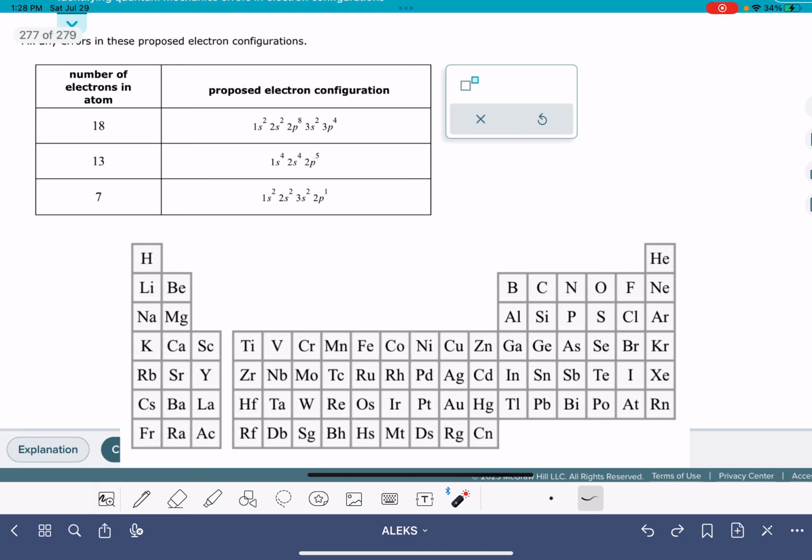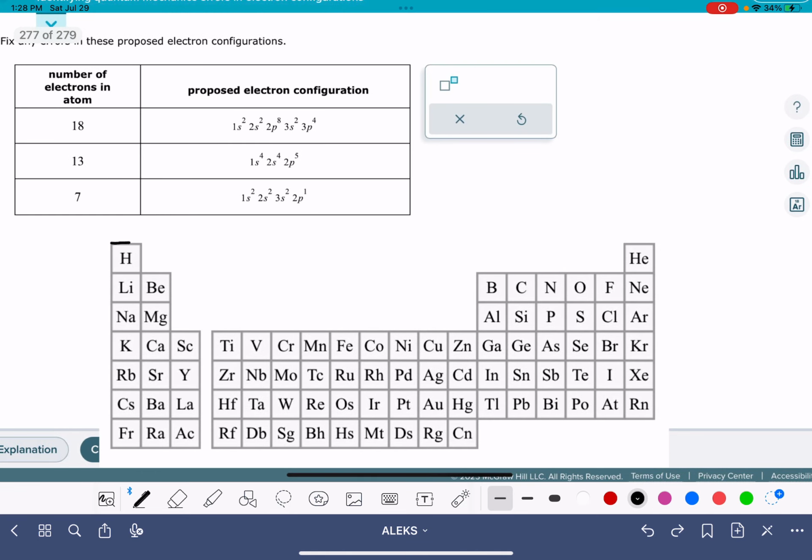So before we jump into correcting these electron configurations, I'm going to use this periodic table to mark it up and show you how we can use the periodic table to come up with electron configurations quickly. First of all, these first 2 columns on the periodic table are the elements that correspond to the s orbital or the s subshell.